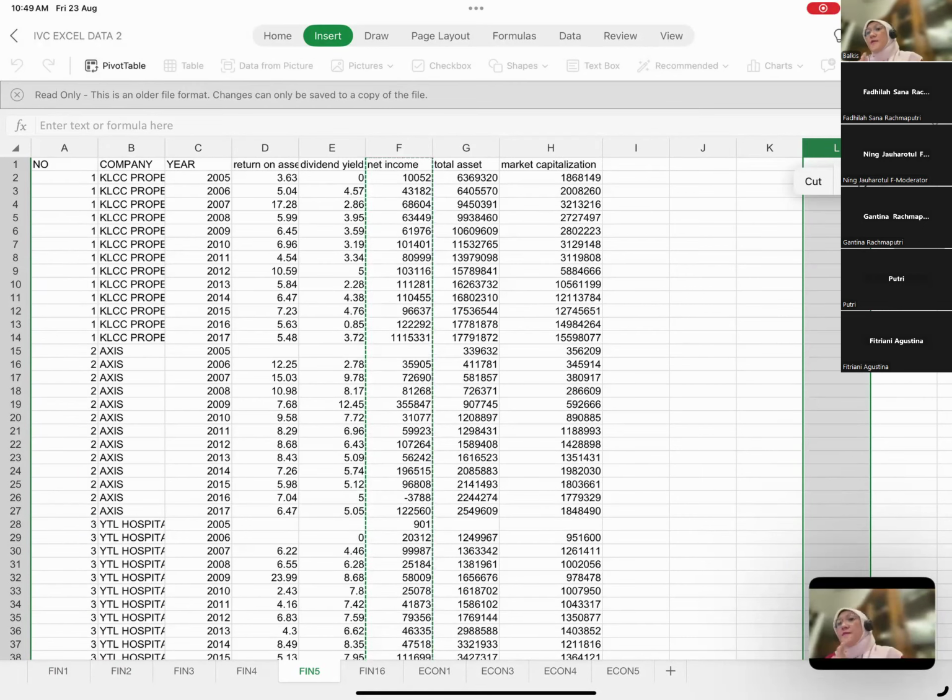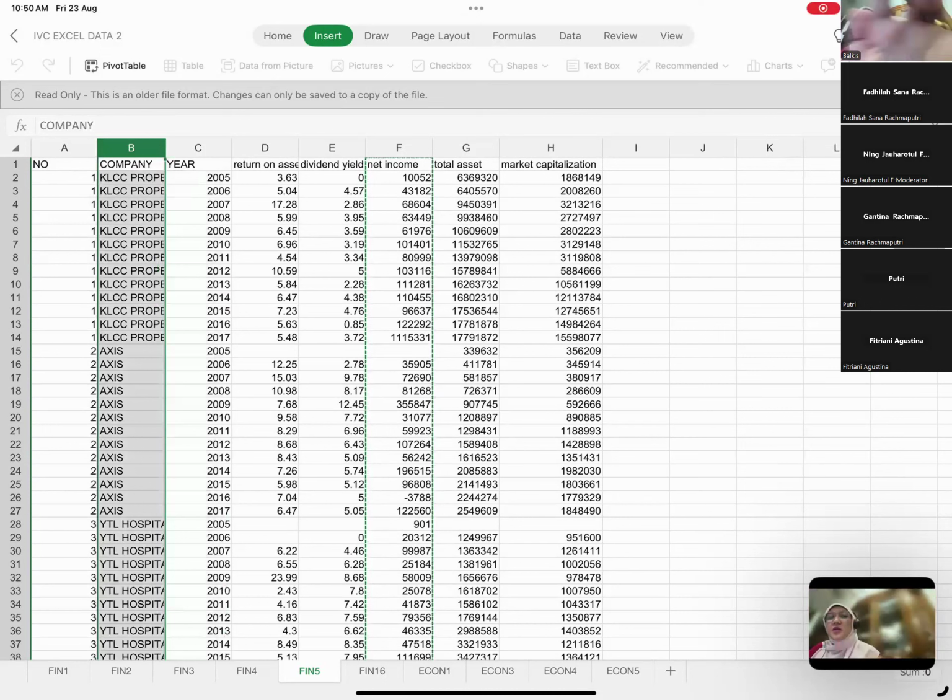So when you have three columns, you can convert or import them to other software for you to analyze the panel data. So how can it be called panel data? It's called panel data because of B column and C column. Look at B column.